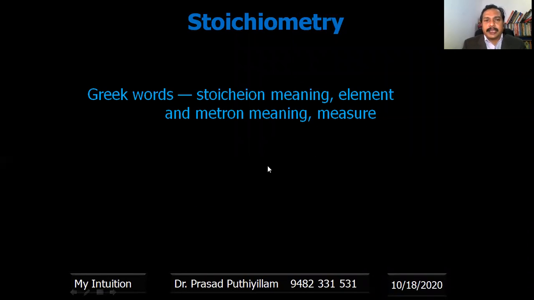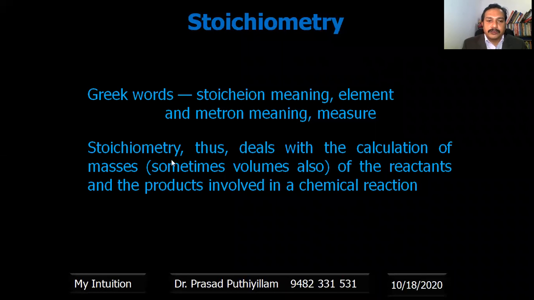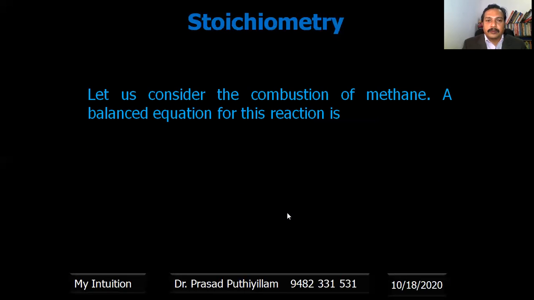So balanced chemical reactions are important in terms of stoichiometry. Stoichiometry is a word derived from Greek: stoichion means element and metron means measure. That means it is a measure of element. So stoichiometry deals with the calculation of masses or sometimes volumes of the reactants and the products involved in a chemical reaction. So let us consider the combustion of methane.